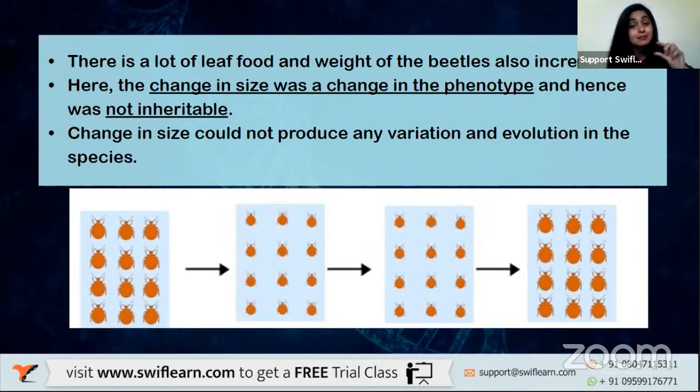It was just visibly seen different and hence was not inheritable, whereas the colors that were given, like blue or green, were inheritable conditions, inheritable phenomena. But over here, this thing where it was getting thick or thin, this is just a phenotype and not a genotype. Change in the size could not produce any variation and evolution in the species.